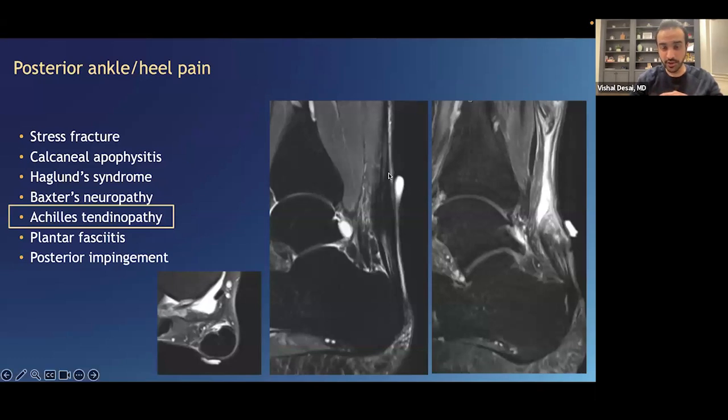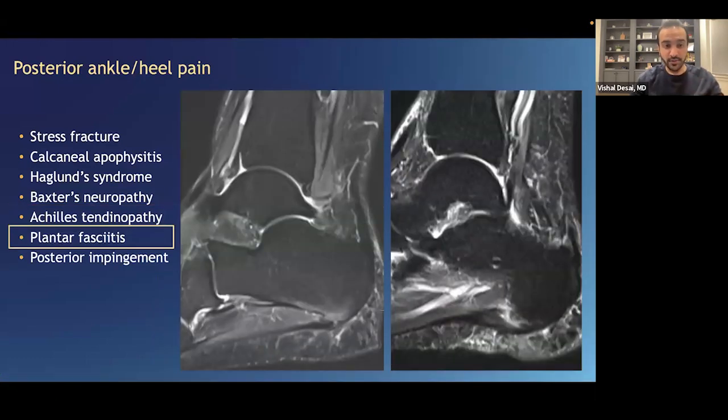Because the critical zone or watershed region of the Achilles tendon is relatively hypovascular or avascular, degeneration of that tendon will end up with enlargement of the tendon without actual increase in signal. Regardless, it's still a degenerated tendon, more predisposed to tearing. In this first case, we have some interstitial tearing extending into the distal fibers. In this case, we have a complete rupture of the Achilles tendon at that critical zone.